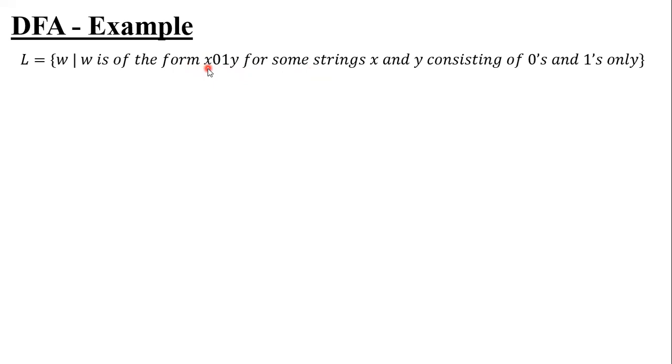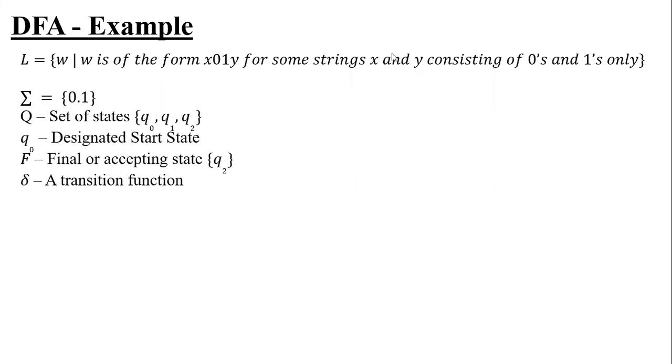So there may be any sequence of zeros and ones, but 0 1 as a constant will appear as a substring in all the words that are generated, or that are part of this language. So first, determine what the basic ingredients we need. There is sigma, which in this case is 0 and 1, because 0 1 is a constant here, and again we notice that X and Y consist of zeros and ones only.